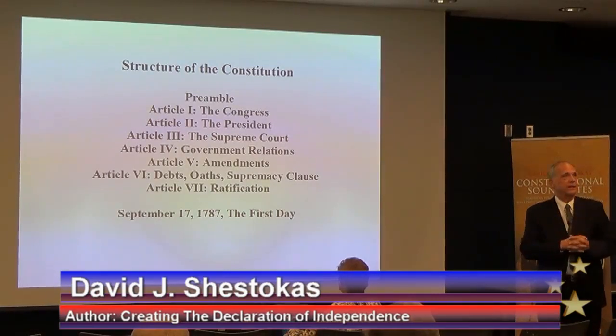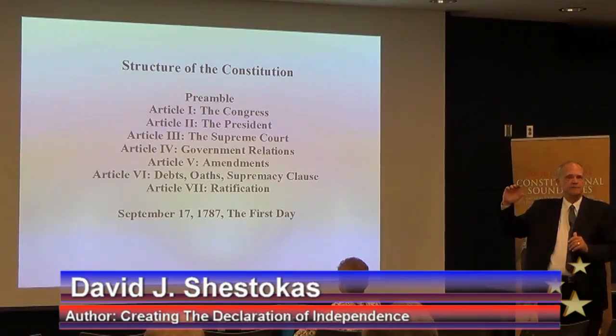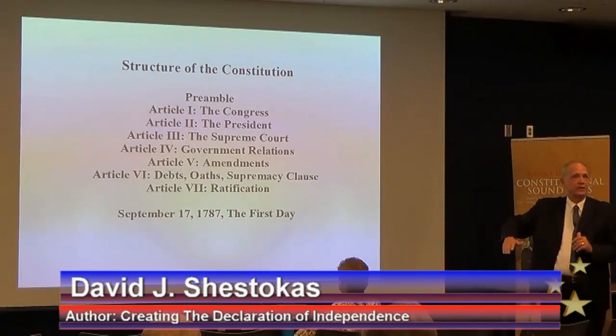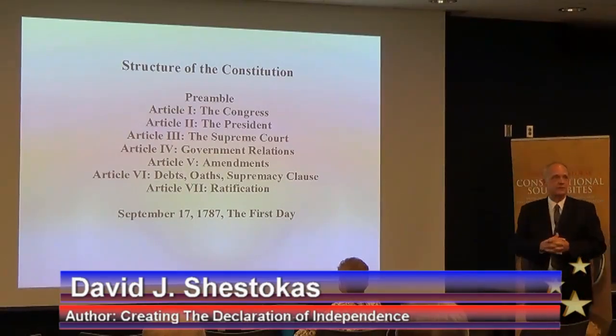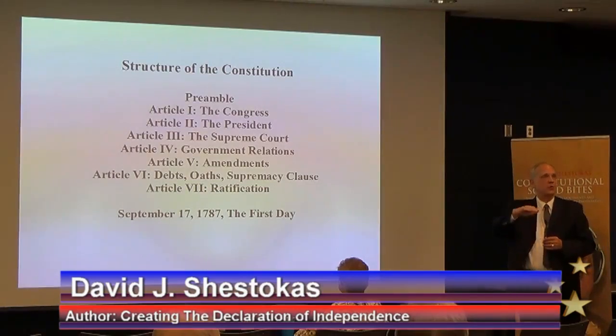Article 3 gives the powers and authority of the Supreme Court. Strangely enough, Article 3 only creates the Supreme Court. All the inferior courts are created through Article 3 power delegated to the Congress. The Congress has the authority to create the lower courts, and has in fact done so, with that system of trial courts and then appellate courts and then the Supremes.